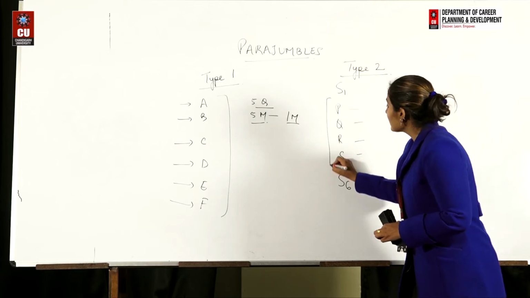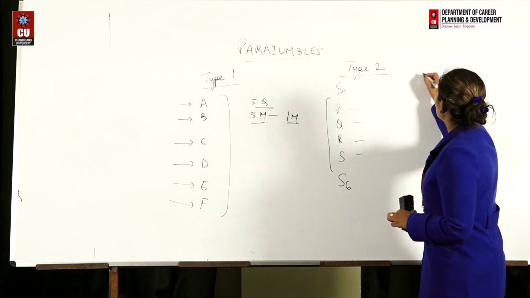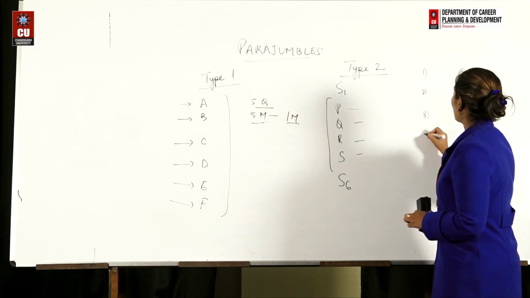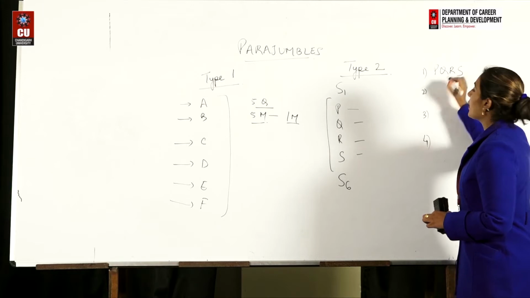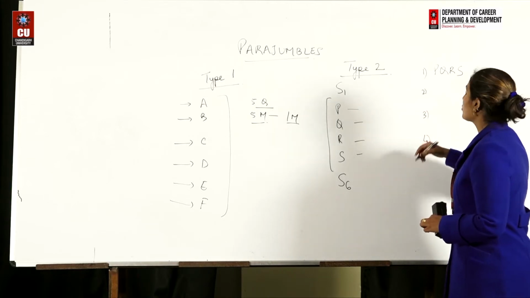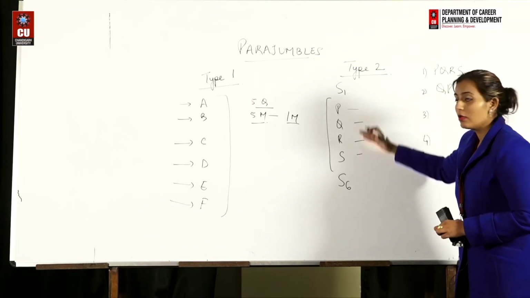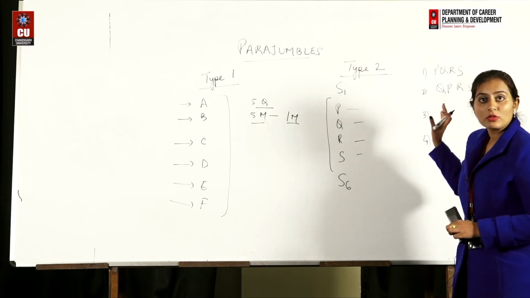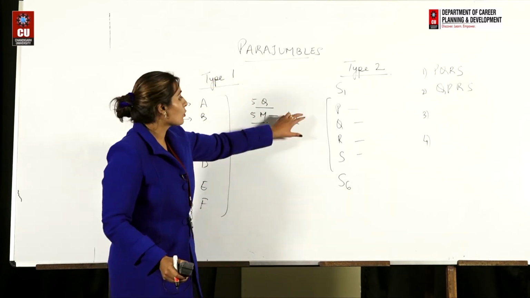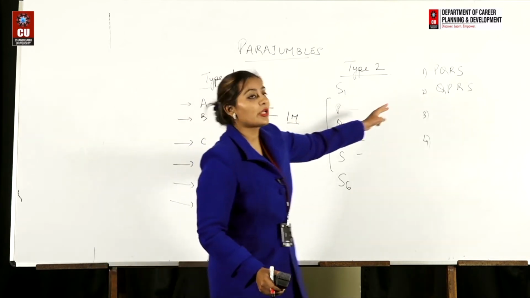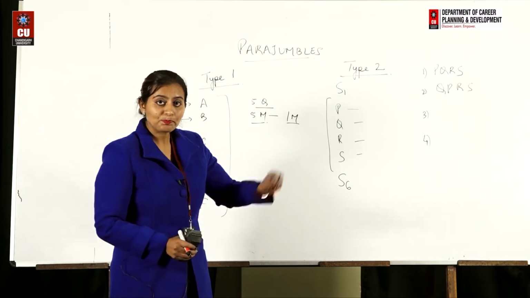Now, in these kinds of parajumbles, the questions which come are, you are given 1, 2, 3, 4. They may give you an option: the answer is PQRS. Or they may give you an option QPRS. Or they may give you the rest of the options. So, the point is, the options will be like these. You would need to answer which one is correct out of these, according to the sequence that you made. Alright, I hope we've understood till now.